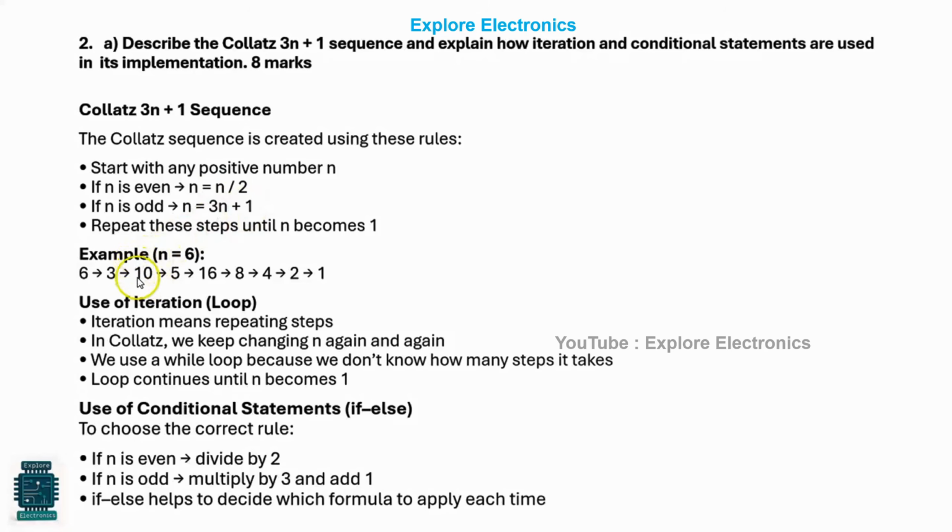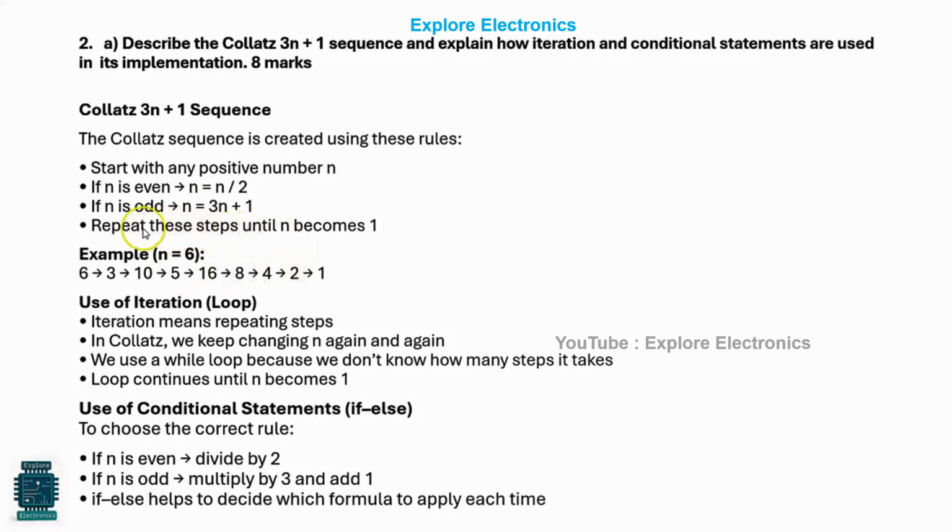That's why 10 here. 10 is again an even number. That's why n by 2, I will get 5. 5 is an odd number. That's why 3 into 5, I will get 15. 15 plus 1, again 16. 16 is again an even number. That's why it will continue.